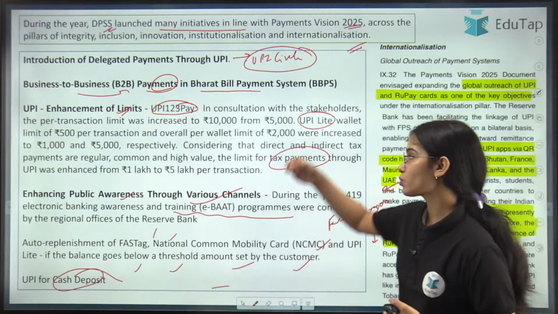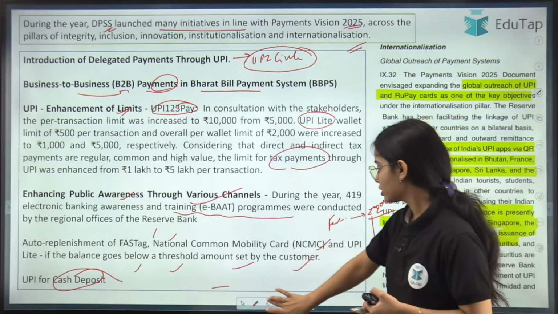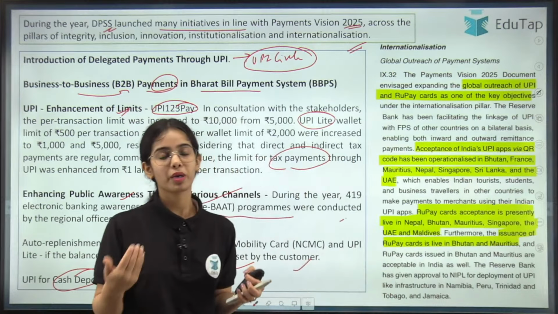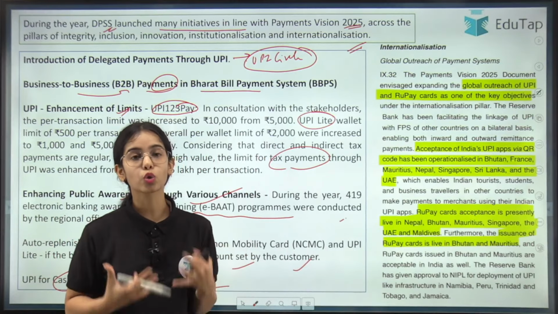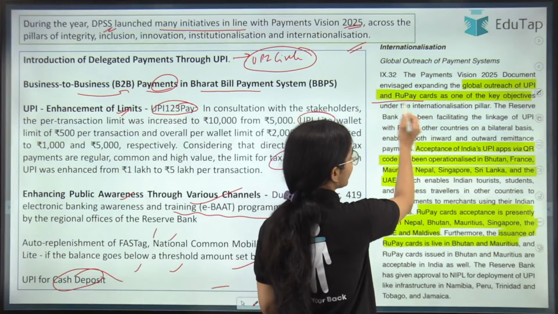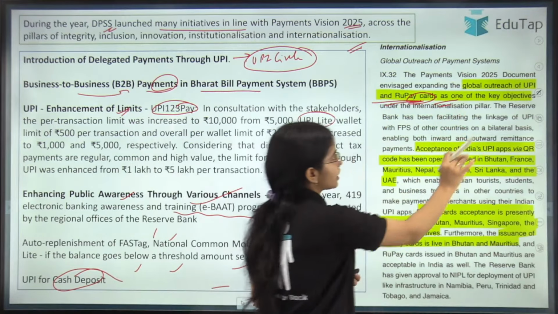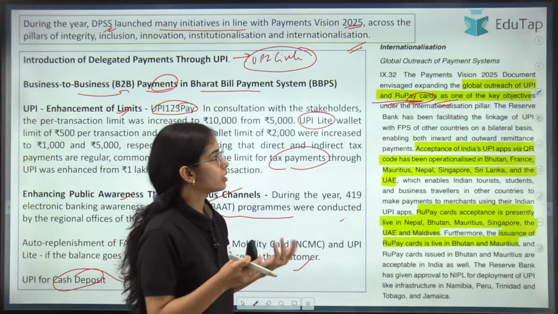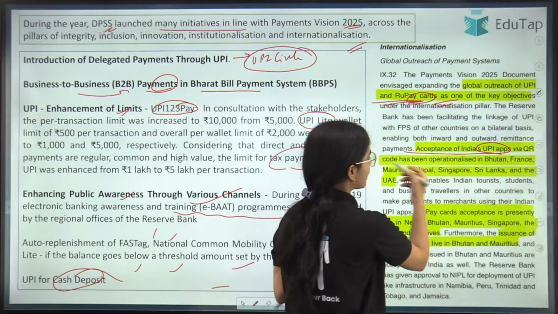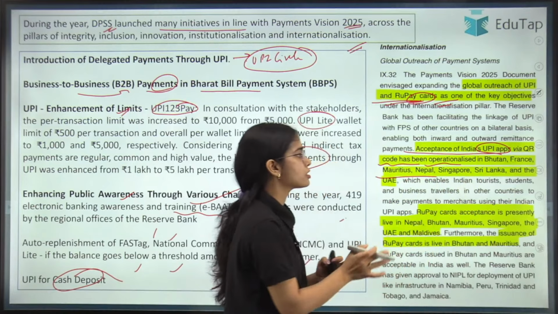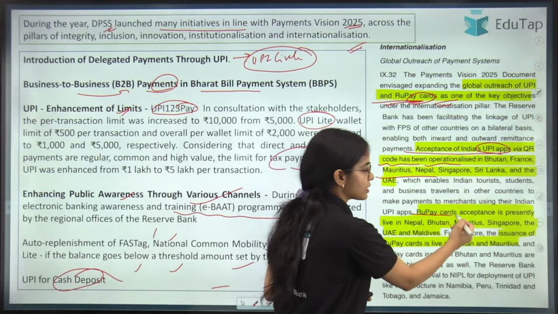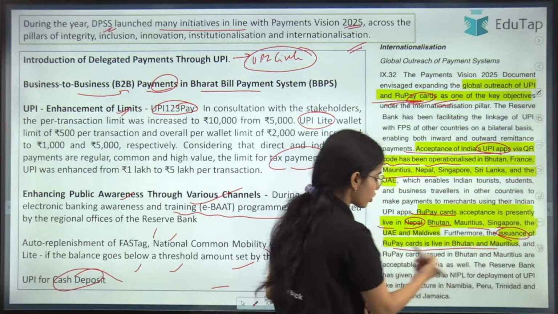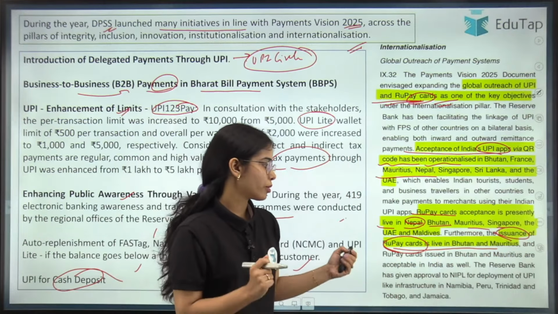So this was regarding inclusion and innovation. Now coming to internationalization. The Reserve Bank of India and the Department of Payment and Settlement Systems are doing global outreach of UPI and RuPay cards as one of the key objectives. The Payment Vision 2025 document had the main objective of global outreach of UPI and RuPay cards. Acceptance of India's UPI apps via QR code has been operationalized in Bhutan, France, Mauritius, Nepal, Singapore. RuPay cards acceptance is presently live in Nepal, Bhutan, Mauritius, Singapore, as well as certain other countries. Issuance of RuPay cards has started in Bhutan and Mauritius particularly.